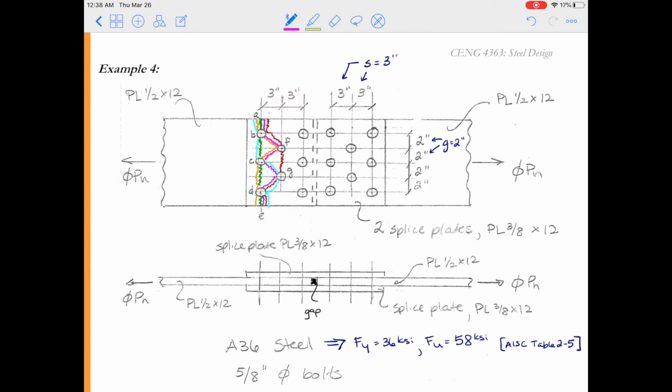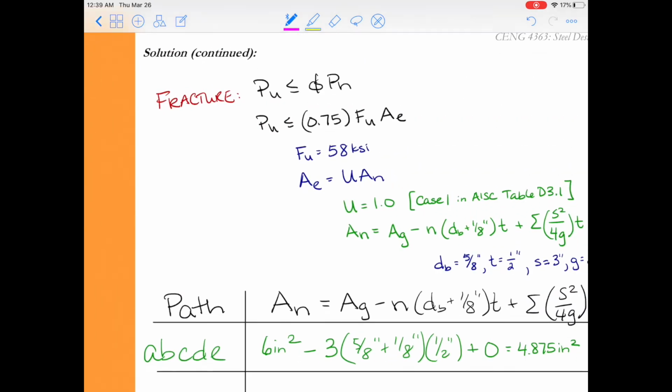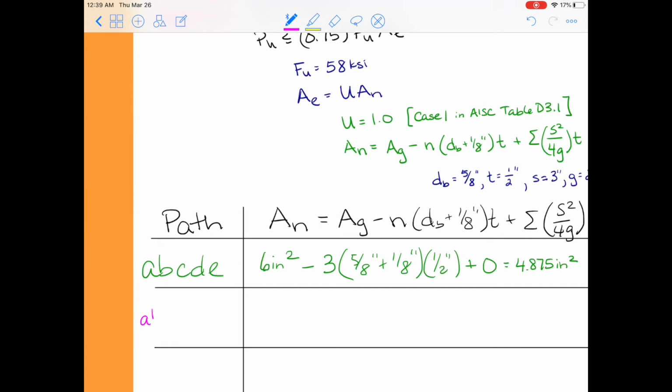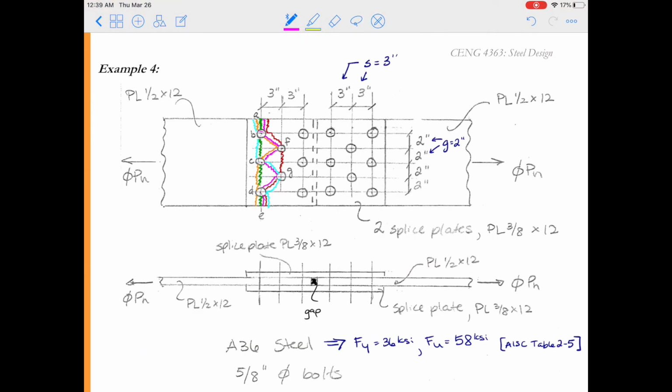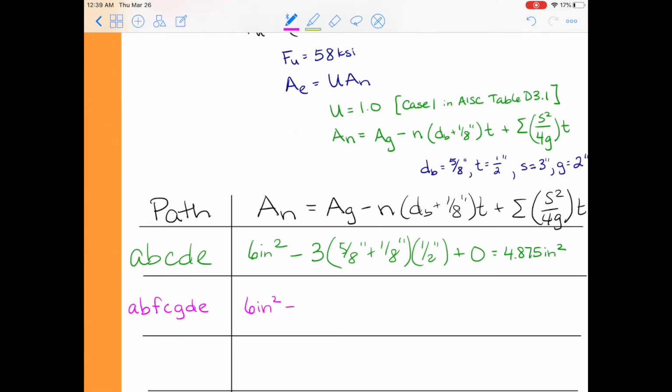So that's going to be ABFCGDE. Alright, so this is the one that kind of zigzagged back and forth. Again, our net section area will be our gross section area, which is 6 inches squared, minus, if you look, the magenta path passes through 5 bolt holes across the width. So we're going to do minus 5 times 5/8 inch plus 1/8 of an inch times the thickness of the plate, 1/2 inch.